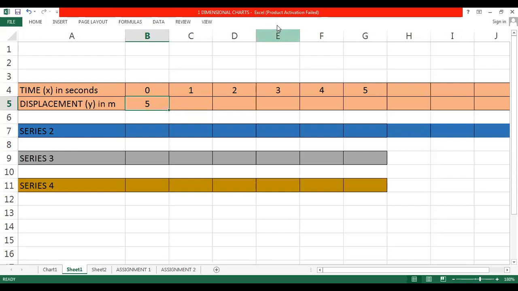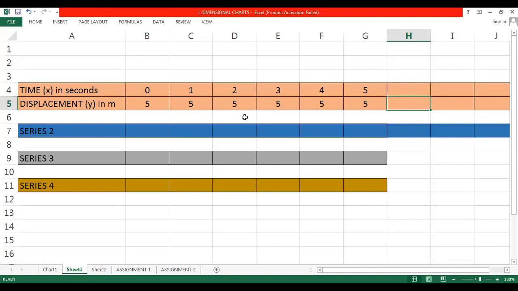Okay. Then after 1 second, what will be the displacement? The object is at rest, so it is not moving. So after 1 second, the displacement will still be 5 only. Why? Because the object is not moving. After 2 seconds, what do you think will be the displacement? It will still be 5, because the object is not moving. After 3 seconds, still 5. After 4 seconds, still 5. And after 5 seconds, it is going to be still 5 only.